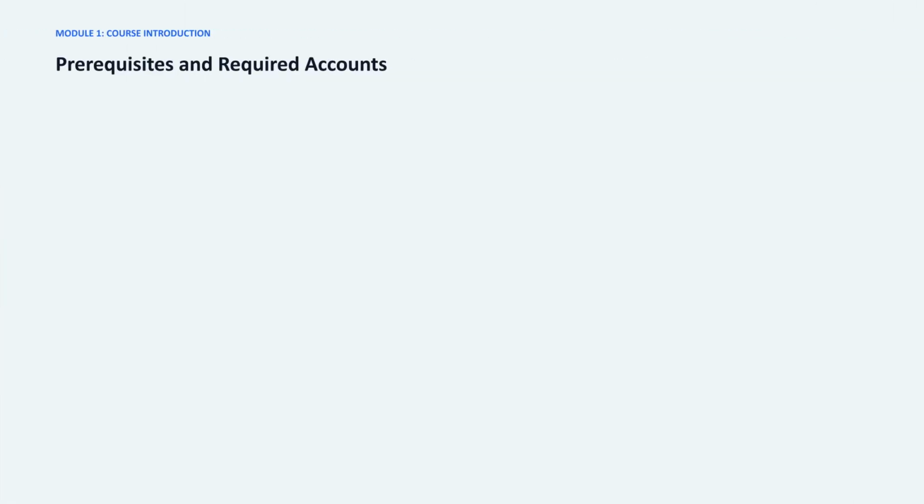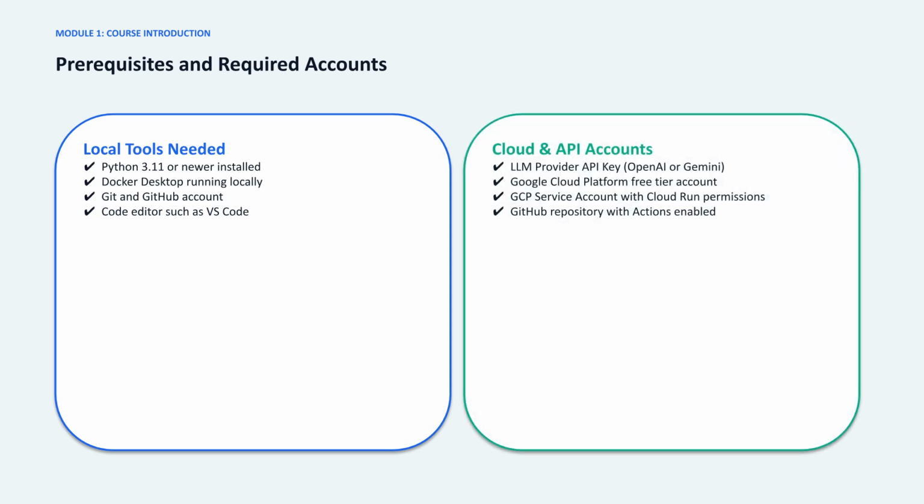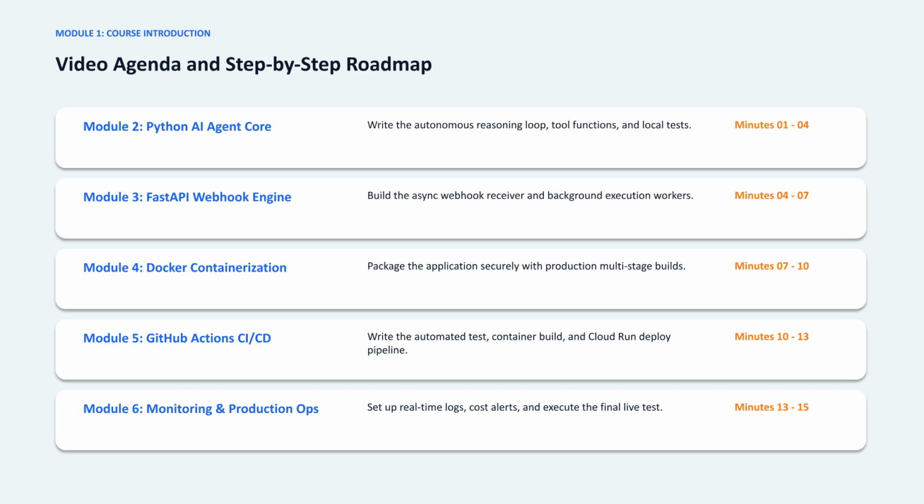To get started, ensure you have Python 3.11 or newer, Docker Desktop, and a Git environment installed. You will also need an LLM API key, a Google Cloud account with Cloud Run permissions, and a GitHub repository. Here is our roadmap. We will spend the next 15 minutes covering agent development, the FastAPI engine, containerization, setting up our CI/CD pipeline, and finally, monitoring and production operations.